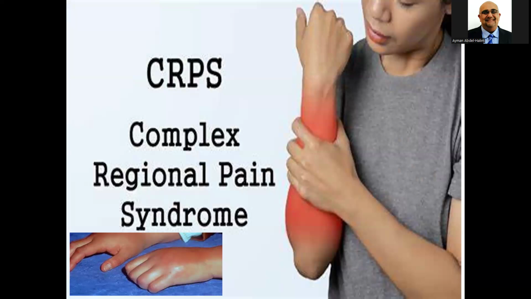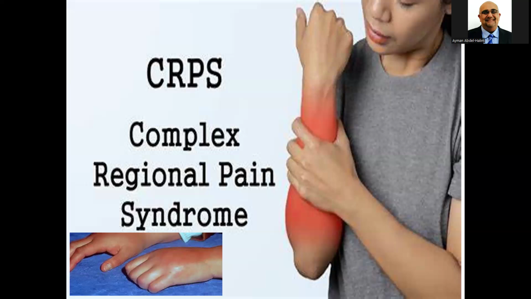Another issue that we see is an uncommon neuropathic pain syndrome called CRPS, or complex regional pain syndrome. It's not a common problem, but you need to know it, because if you treat it early on, okay, you can actually get very good results.